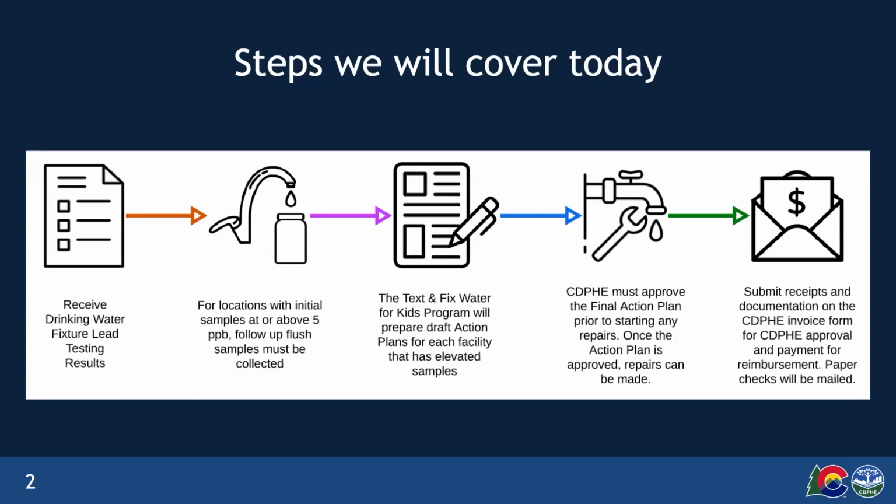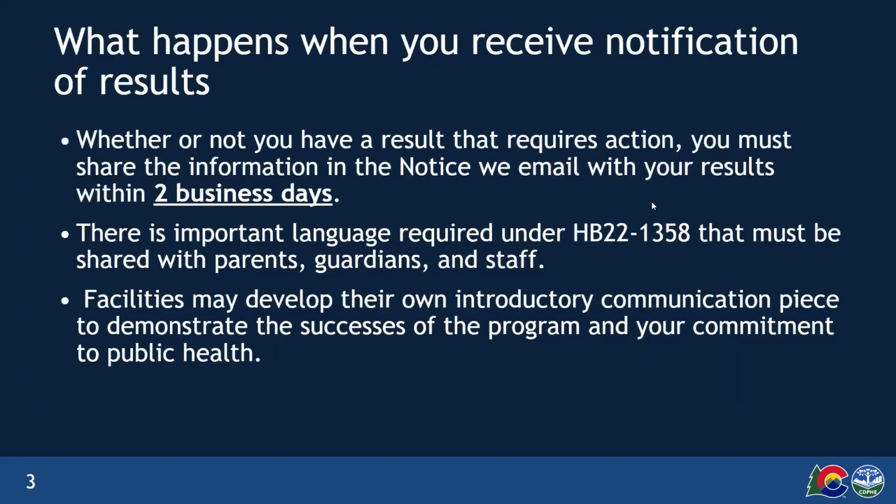It seems like a lot of steps, but we'll walk you through them today, and we are here to help you through the process. Once you receive your notification results, that initiates the next step of needing to report results to parents and staff. Again, we'll go over what happens if you have results of 4.5 parts per billion or greater, but let's talk about the results first.